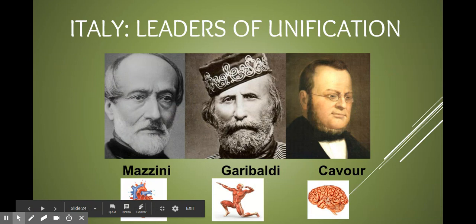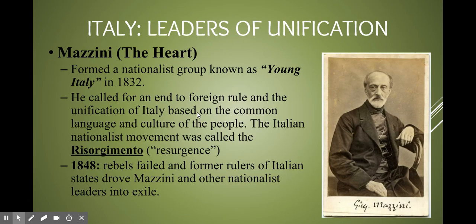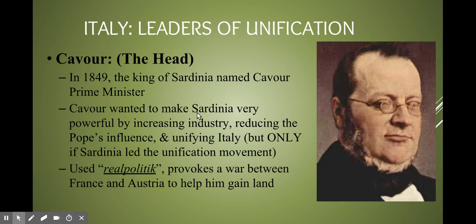There are three leaders that we're going to talk about: Mazzini, Garibaldi, and Cavour. Mazzini is the heart, Garibaldi is the sword, and Cavour is the brain. So Mazzini is the leader of the Young Italy group in 1832. He would form this group based on common language and culture, and this was the revolutions of 1848. So he's really the one who very much starts this movement and gets it into play. He is going to be driven into exile, which means he's going to be forced out of the country.